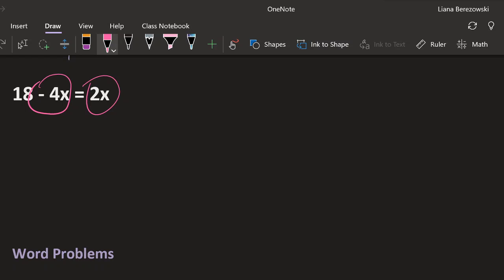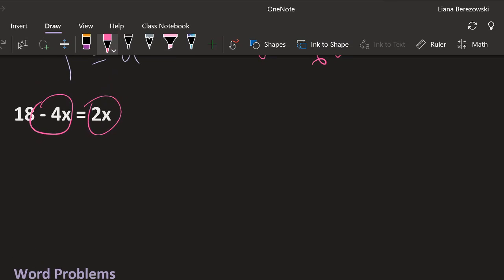You always want to move the negative term because then our numbers stay positive. So right now I'm subtracting 4x. The opposite of that would be adding it. So I'm going to add 4x to both sides. That leaves me with 18 by itself on the left, 2x plus 4x on the right.